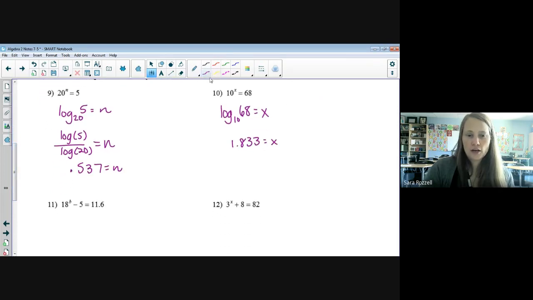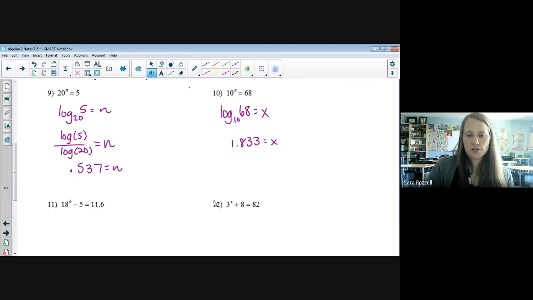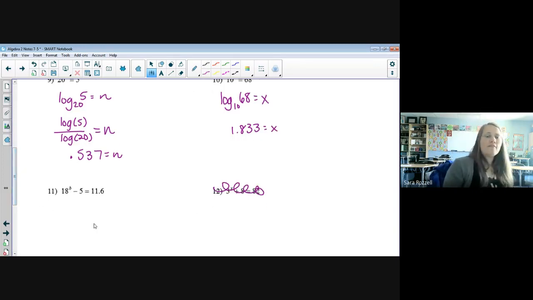All right, now let's look at our next two. I think we only need to do one of these. Let's not do number 12 because it's the same. All right, number 11 is the base and power by itself.